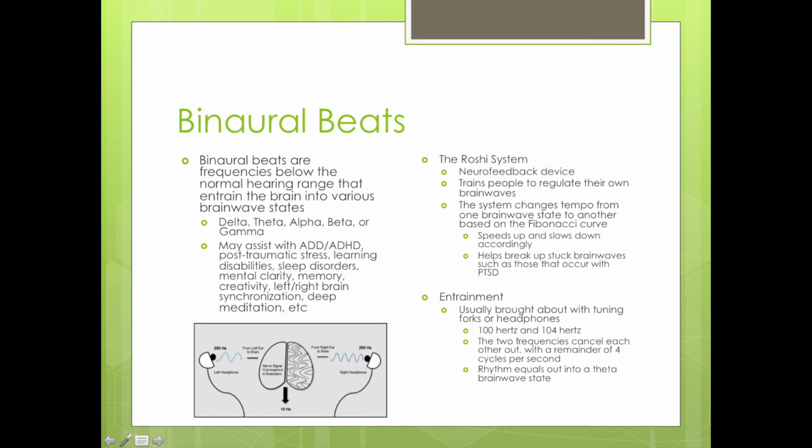There is something called the Roshi system. It's a neurofeedback device that trains people to regulate their own brainwaves. So the system changes tempo from one brainwave state to another based on the Fibonacci curve. So it speeds up and slows down accordingly and helps break up stuck brainwaves, such as those that occur with PTSD.